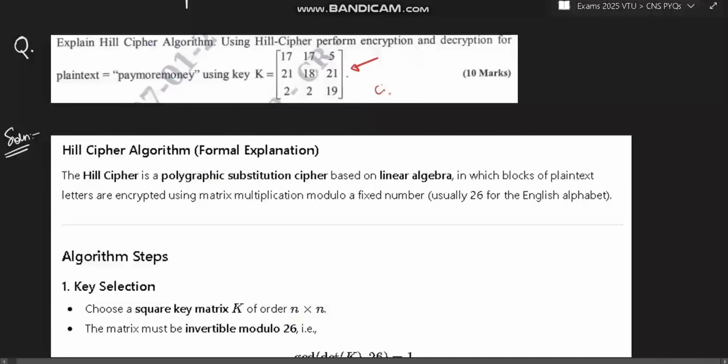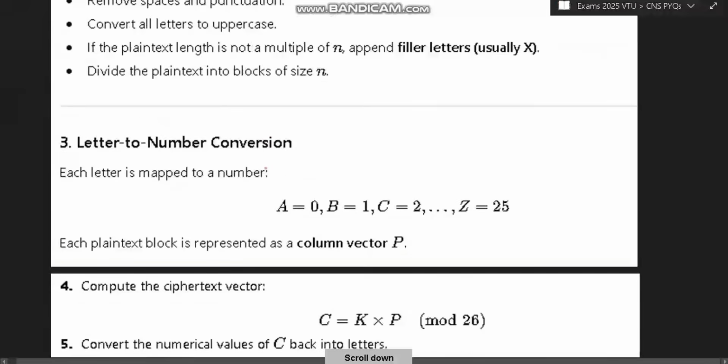Previously, we had been given ciphering, so we had created a matrix of ciphering and then converted it into numbers. But here the numbers are only given. Both of the questions can come, so be prepared for both of them. Okay. Now this is the plain text given to us: "Pay more money". So we'll be taking that plain text first.